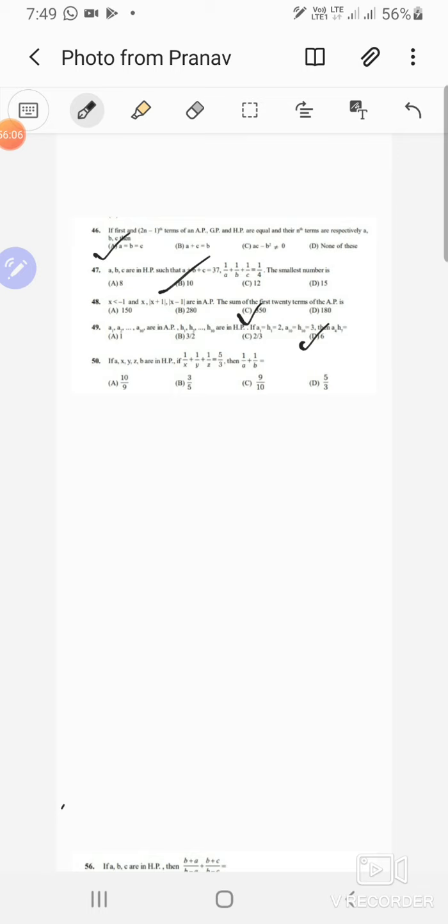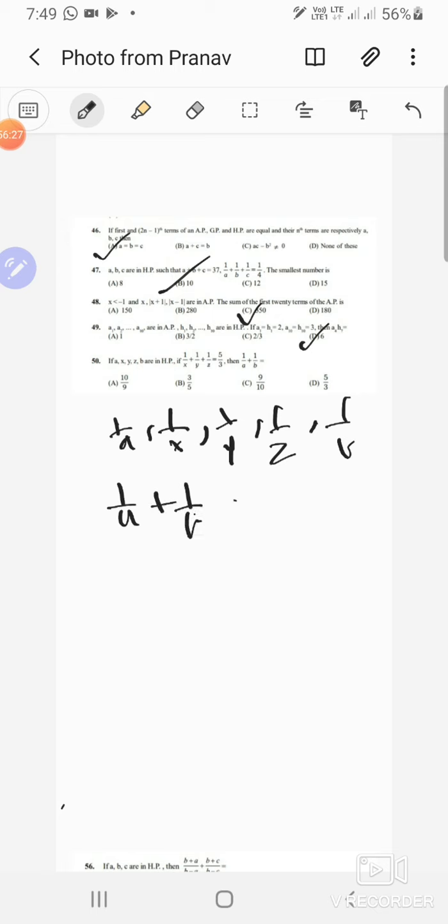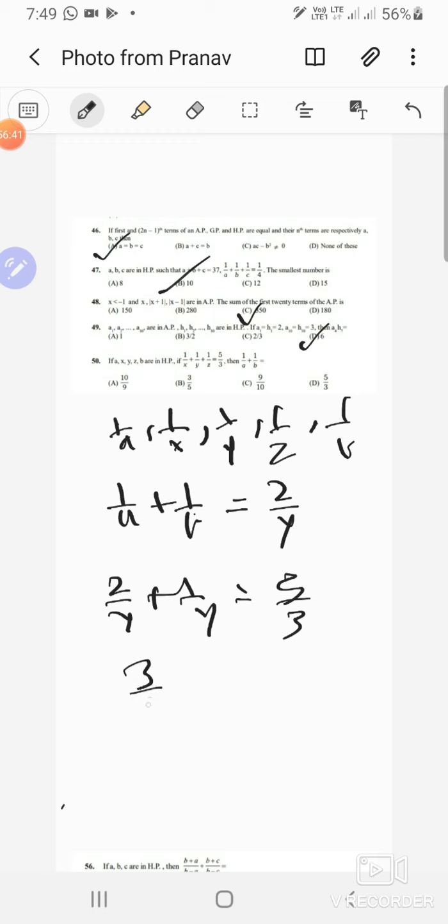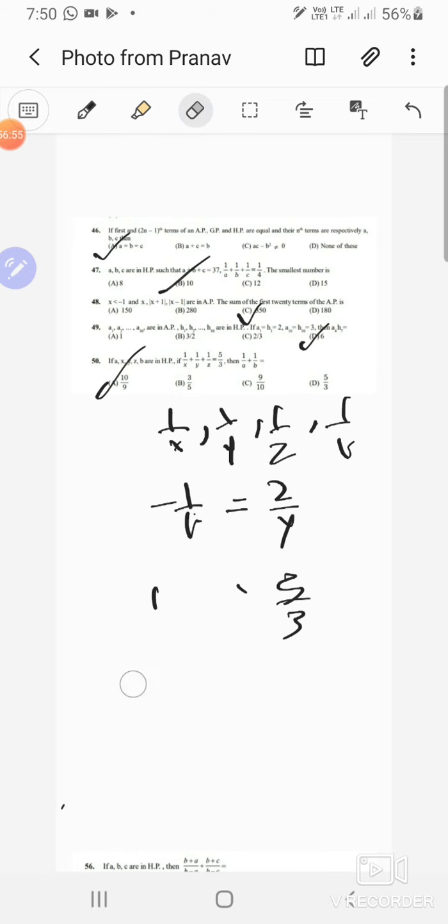Here's the deal. A, X, Y, Z and B are in HP, which means that 1 by A, 1 by X, 1 by Y, 1 by Z and 1 by B are in arithmetic progression, which means that 1 by A plus 1 by B is going to be 2 times this middle term, so 2 upon Y. But 1 by X plus 1 by Z is also 2 upon Y, so you have 2 upon Y plus 1 upon Y equal to 5 upon 3, so 3 upon Y is equal to 5 upon 3, so 2 upon Y is going to be 10 upon 9. Yes, that works pretty well. This was easy, just leave it.